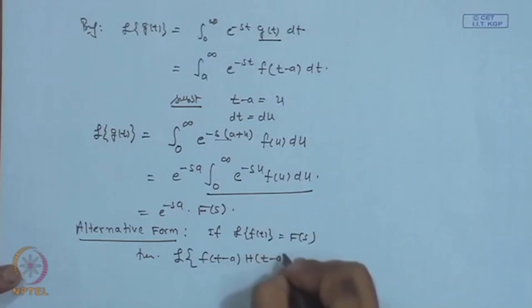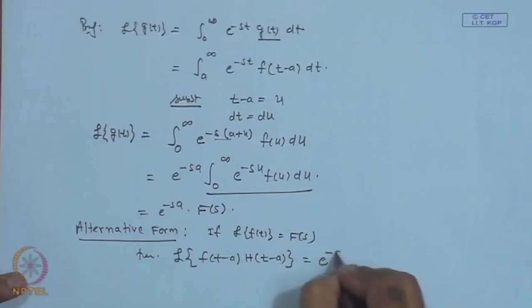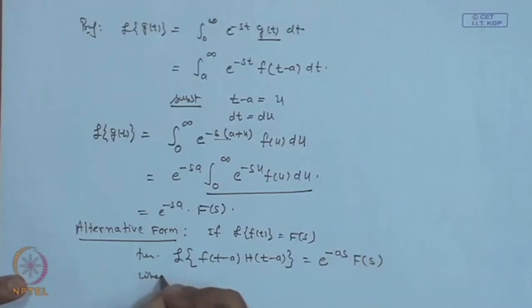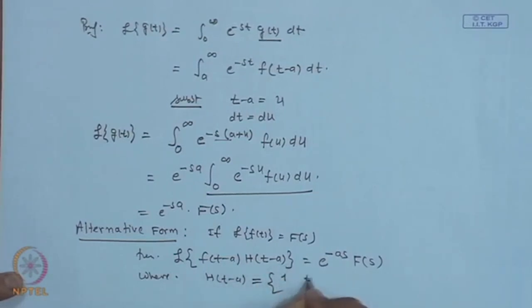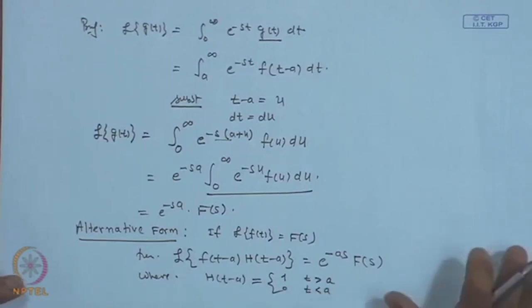it is a Heaviside function, I will define in a minute, and this is the same result what we have for the g(t). So, e to the power minus a s and F(s). Now, this h(t minus a), or we can have h(t) also. So, here we have 1 if t is greater than a, and this is 0 if t is less than a.